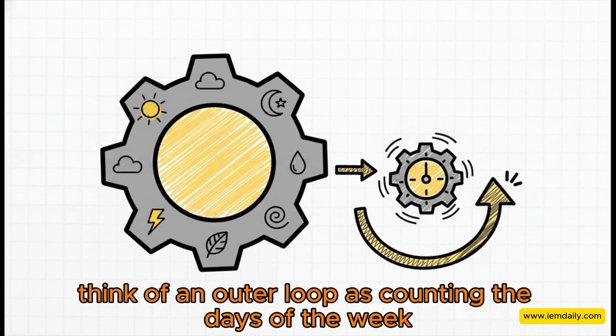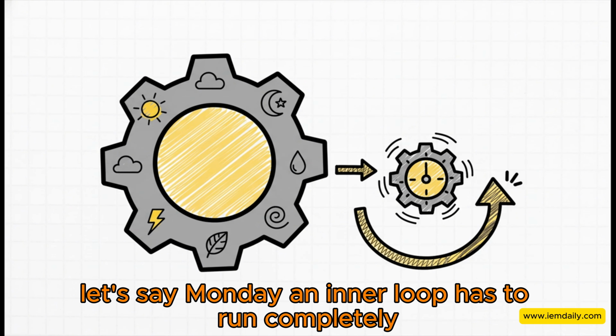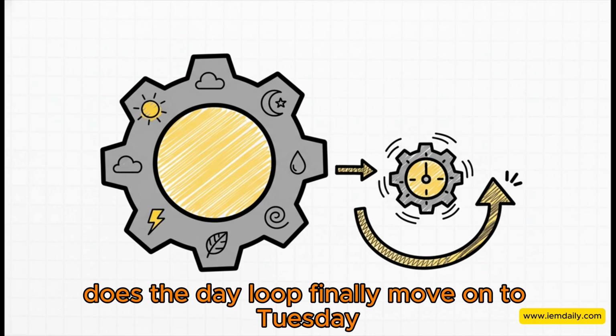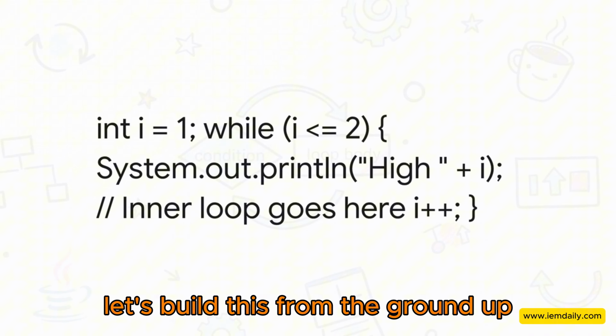Think of an outer loop as counting the days of the week. Now, for each single day, let's say Monday, an inner loop has to run completely, counting all 24 hours. Only after the hours loop is totally done does the day loop finally move on to Tuesday, where the whole hours loop starts all over again. Let's build this from the ground up.